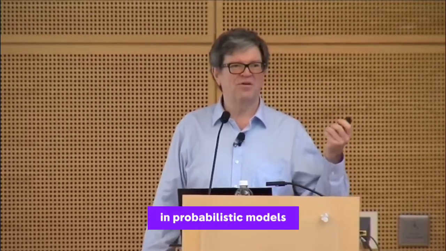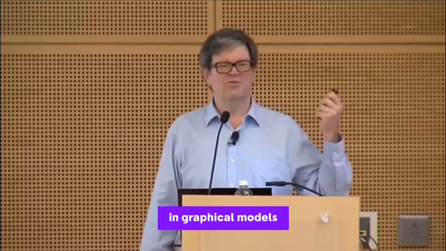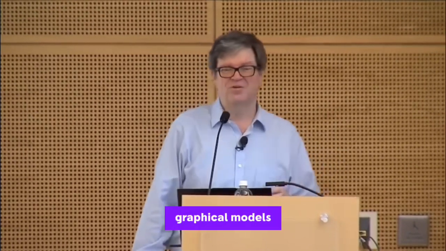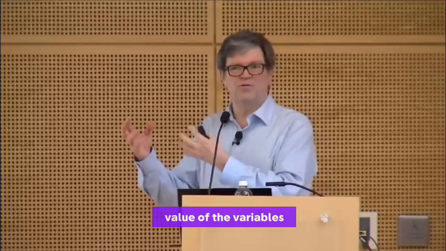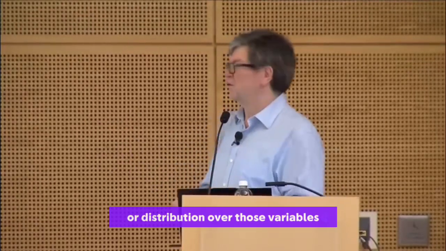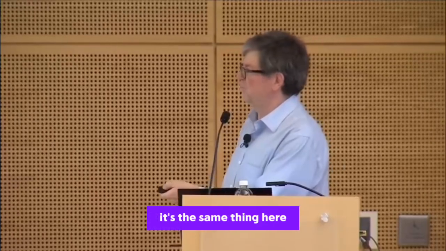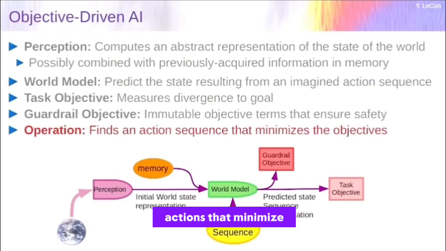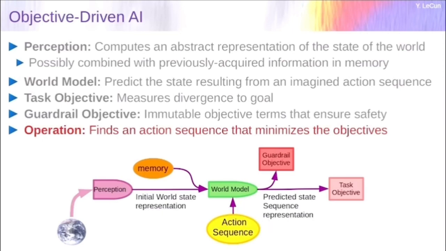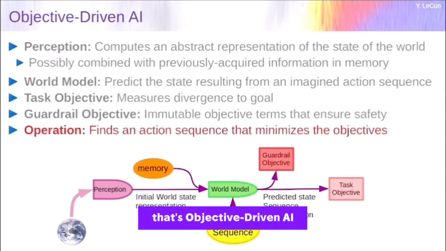This is the way inference works in probabilistic models, in latent variable models, in graphical models, probabilistic graphical models, things of that type. That's the way it works. You know certain variables, and then you infer the value of the variables you don't know, or a distribution over those variables. It's the same thing here. You observe the state of the world, and then by optimization, you infer a sequence of actions that minimizes a set of objectives or maximizes some likelihood or log likelihood or whatever. So that's objective-driven AI.